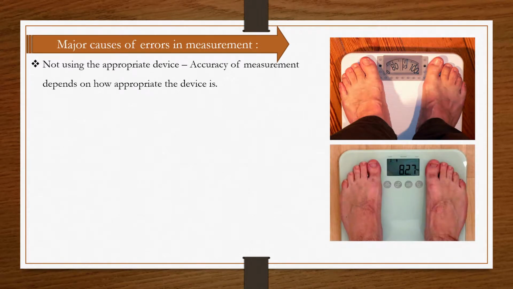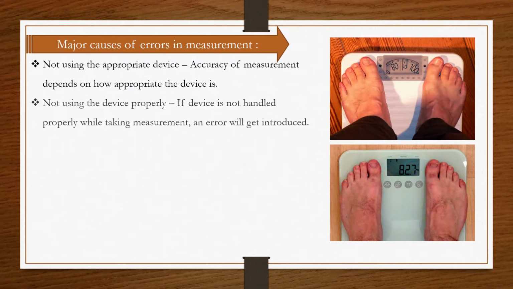Then the second major cause of error can be not using the device properly. If the device is not handled properly while taking measurement, an error will get introduced. For example, while measuring the length of a line segment with a scale, it is essential to check whether the zero mark of the scale coincides with one of the endpoints of the line segment.